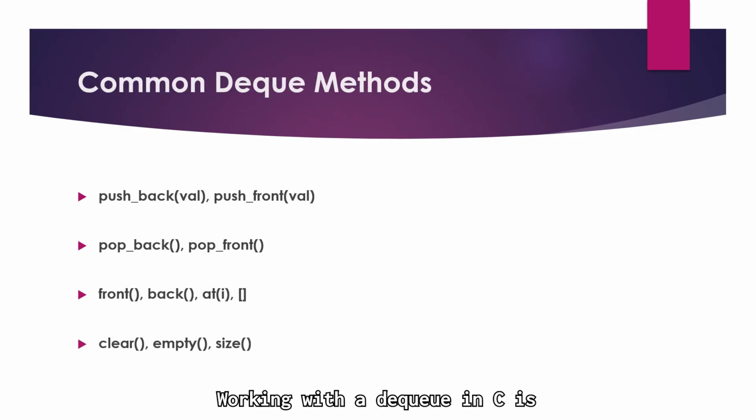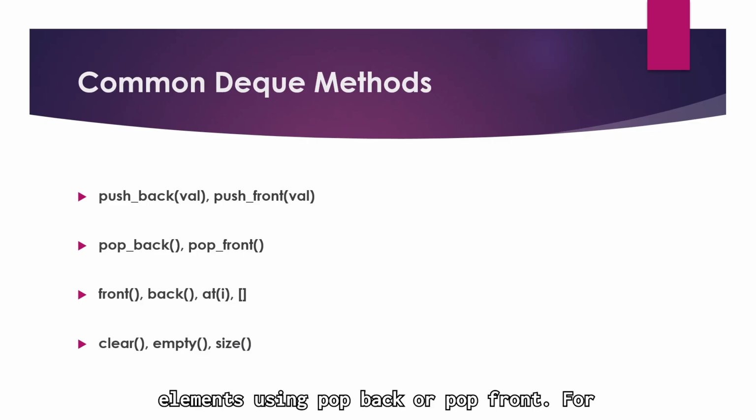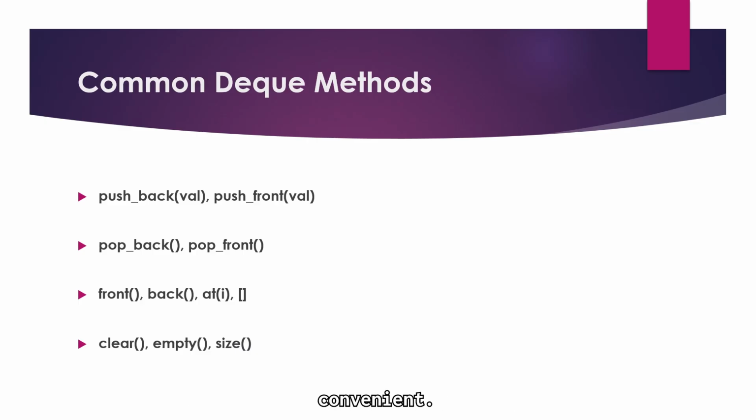Working with a deque in C++ is straightforward. The interface is quite similar to that of a vector, with a few key additions. We can insert at the back using push_back and at the front using push_front. Likewise, we can remove elements using pop_back or pop_front. For accessing elements, we have front, back, at(index), and the subscript operator. Deques also support clear, empty, and size, which make managing them quite convenient.